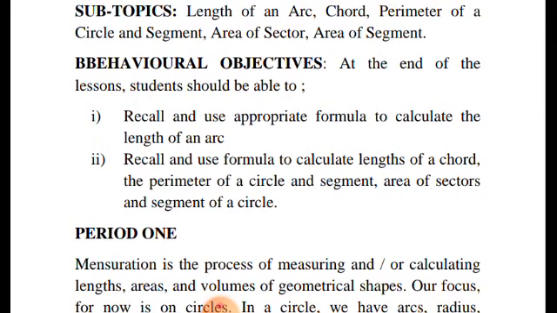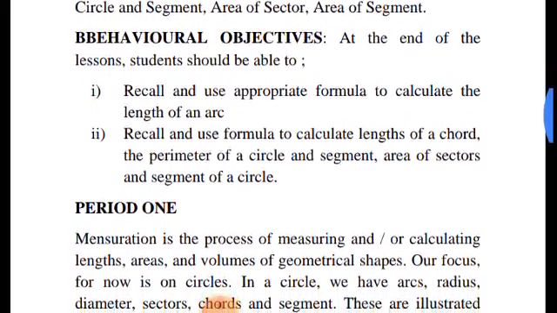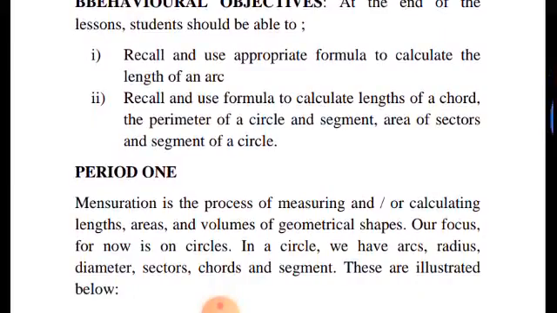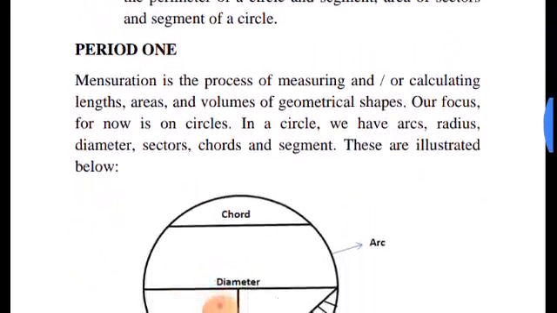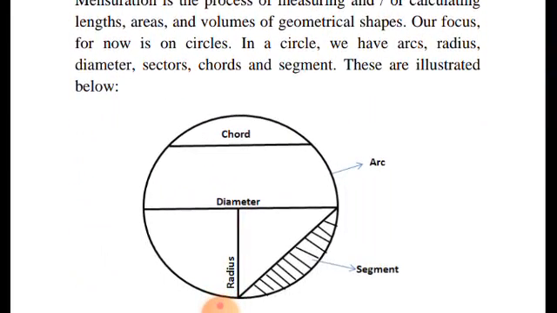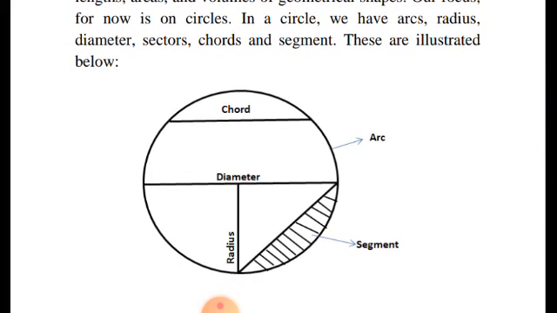Now, in a circle, we have arc, radius, diameter, sectors, chords, and segment. All these are illustrated below. Looking at the diagram that we have here, we have a chord, a diameter, a radius, a segment, and an arc. Let me quickly give the definition of these parameters. The first one, chord. What is a chord? A chord is a straight line that divides a circle into two unequal parts. What is a diameter? A diameter is also a straight line that divides the circle into two equal parts.